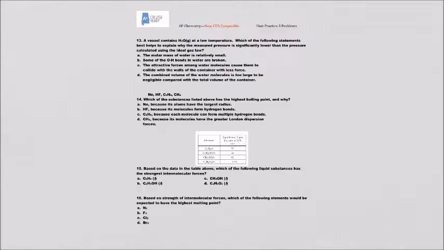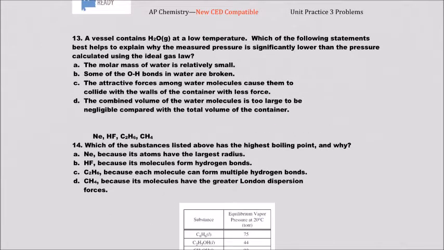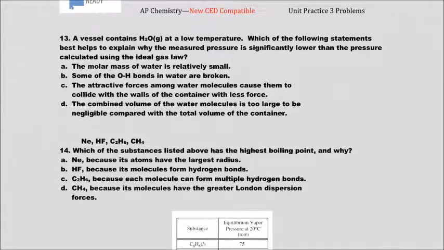Ready. 13. A vessel contains water vapor at a low temperature. Which of the following statements best helps to explain why the measured pressure is significantly lower than the pressure calculated using the ideal gas law? So we have a low temperature, so there's not a lot of energy there. If the ideal gas law is not working, that means water must be acting like a real gas. So let's think about that. There's really two things. It's either about volume or it's about intermolecular forces.